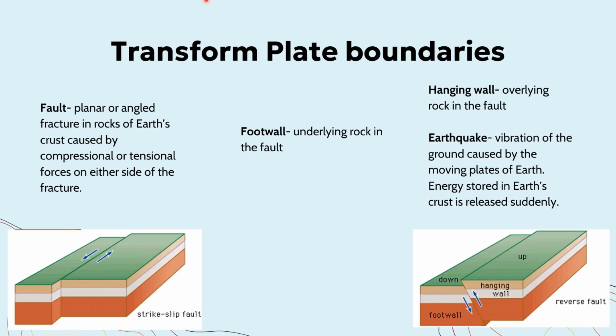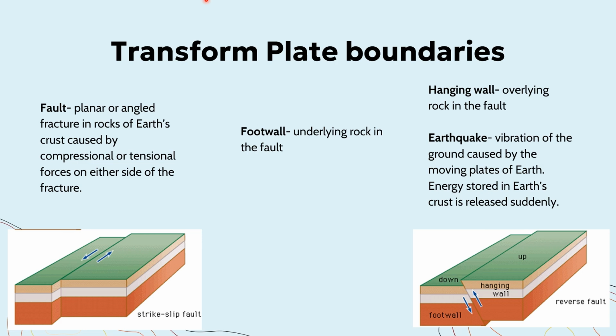The last type of plate boundary is transform plate boundaries, and this is most commonly the hardest one to understand, so you guys might take a while to understand it, and that is fine. Let's do some definitions first. A fault is a planar or angled fracture in the rocks of Earth's crust caused by compressional or tensional forces on either side of the fracture.